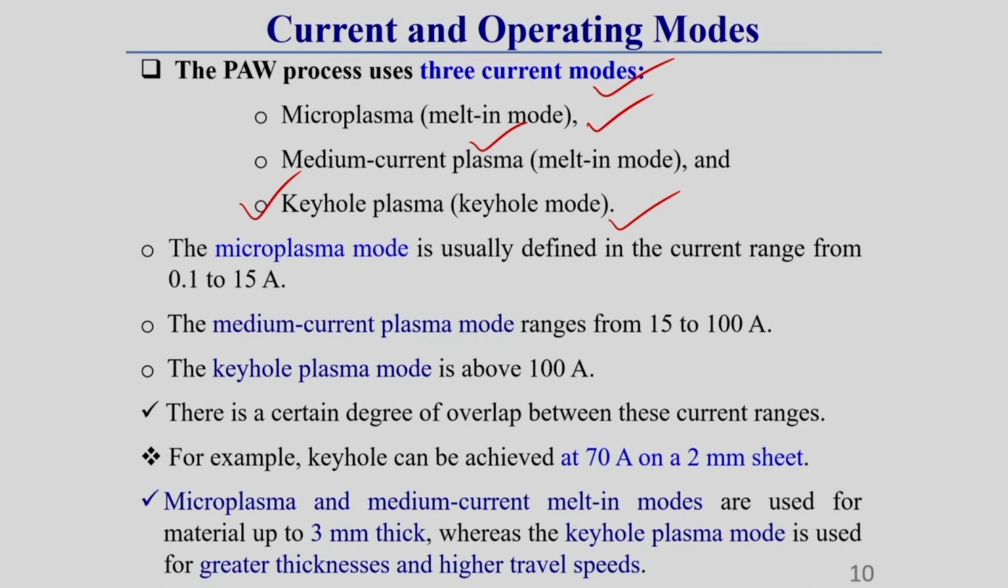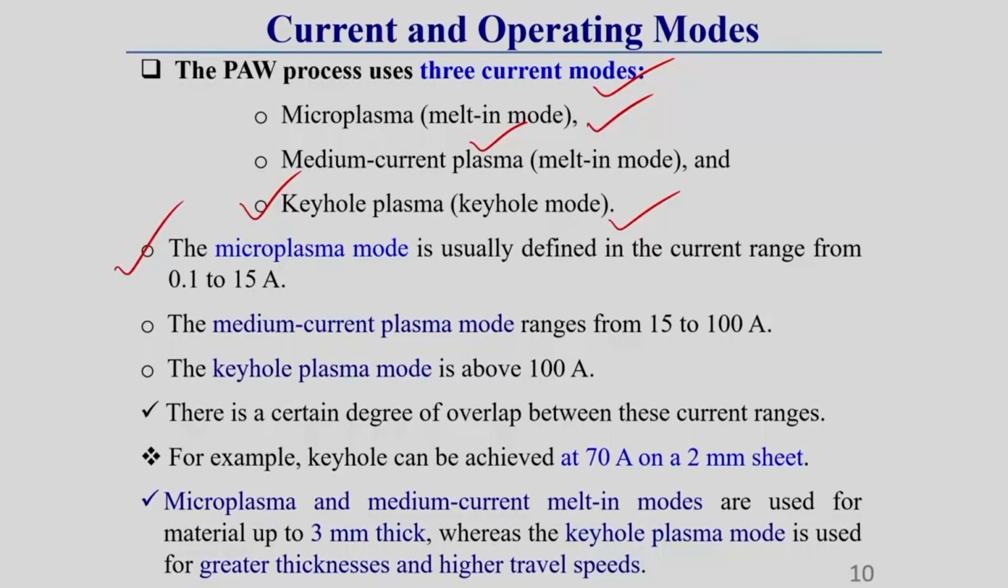For these different types, different plasma arc welding machines are also available. The microplasma arc welding machine generally operates within a current range of 0.1 to 15 ampere, whereas in medium current plasma mode the current range varies from 15 to 100 ampere, and in keyhole mode the current range is above 100 ampere.